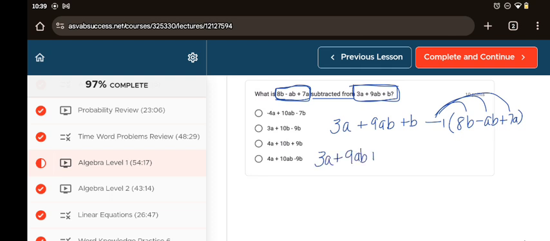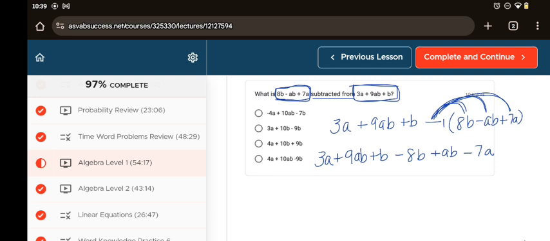So let's rewrite this again. Okay, now, negative 1 times 8b is negative 8b. Negative 1 times negative ab is positive ab. And negative 1 times positive 7a is negative 7a. So essentially what it did is it changed the signs, okay?